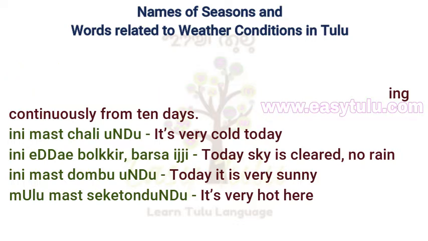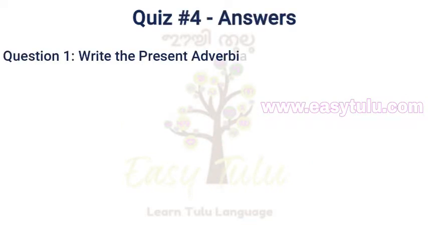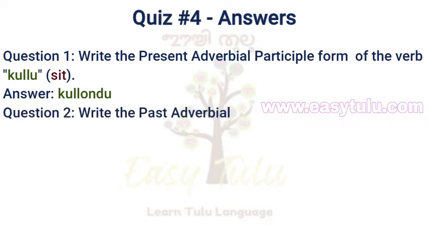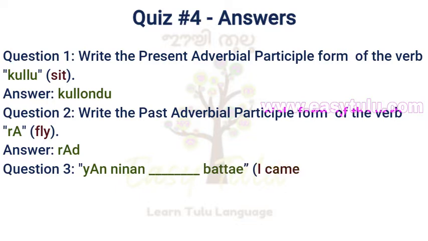Now let us see the correct answers for the quiz number 4. Question 1. Write the present adverbial participle form of the verb kullu. Answer kullondu. Question number 2. Write the correct past adverbial participle form of the verb ra. Answer radu.